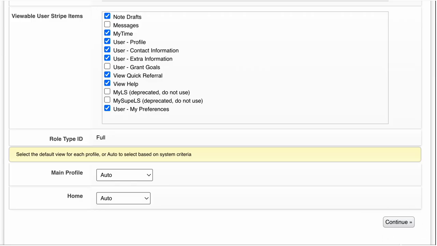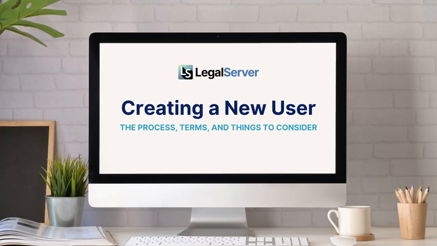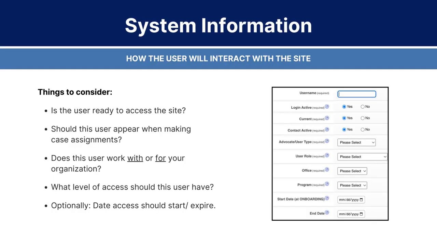Creating a new user, the process, terms, and things to consider. System information, how the user will interact with the site. When first creating a user, the system information is the first bit of information you'll need to include for that user. It helps to write down the answers to the questions you see here, as they will come up again when creating the user. And it's always good to document your findings and why you came to the conclusion that you did for creating the user under the specific user role for which it has been assigned.